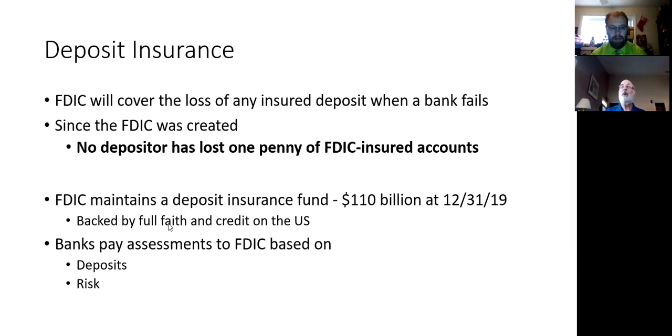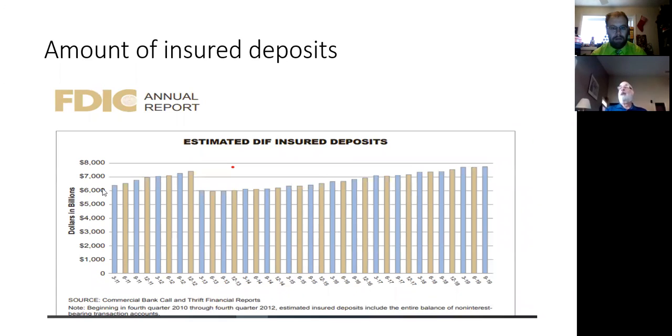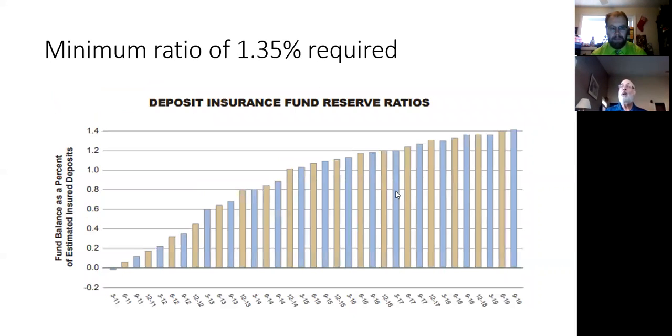So here I just wanted to show you, there's currently almost $8 trillion of insured deposits. And there's $110 billion in the deposit insurance fund. That's a huge difference, right? So this chart shows you the relationship of how much the FDIC has in its insurance fund versus the amount of insured deposits there are.